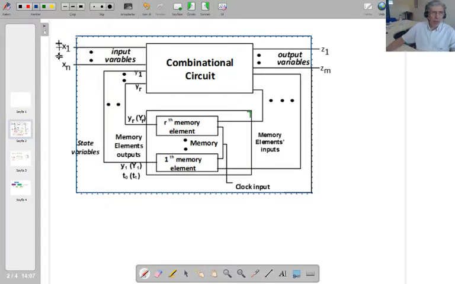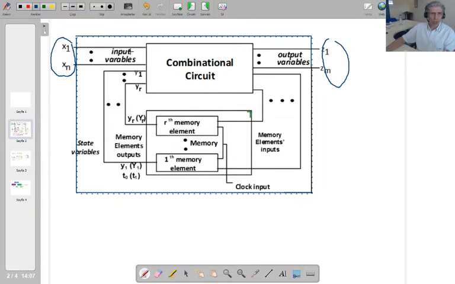This is the input of it, input variables, and these are the output variables. If you go inside, there's a combinational part, and there are memory elements in it. We have seen the combinational circuits before, so we know what they are. Just to remind you what it is.